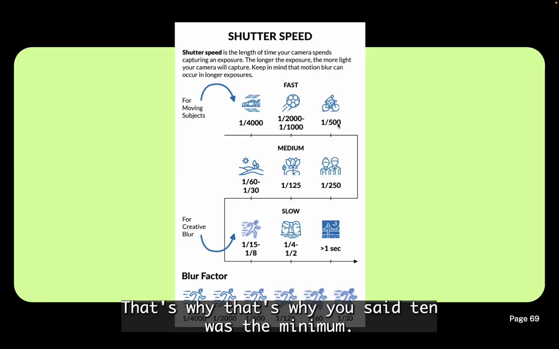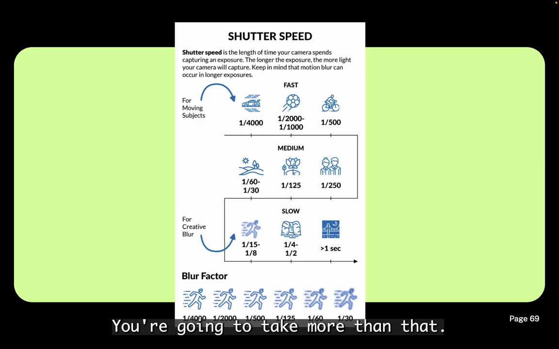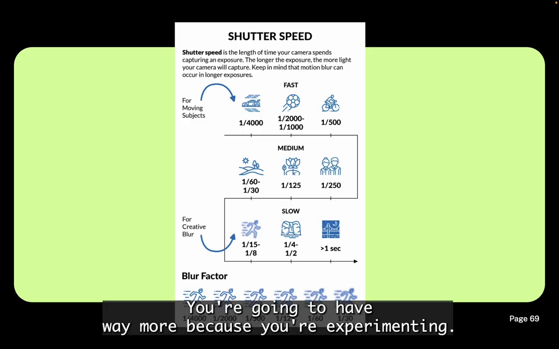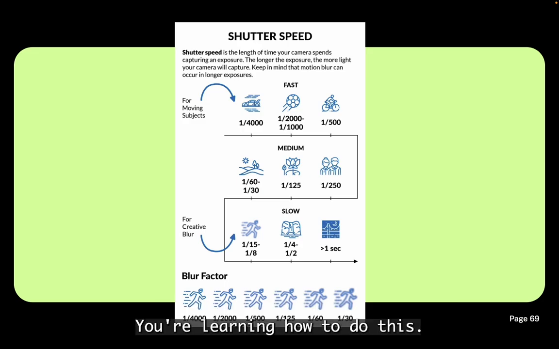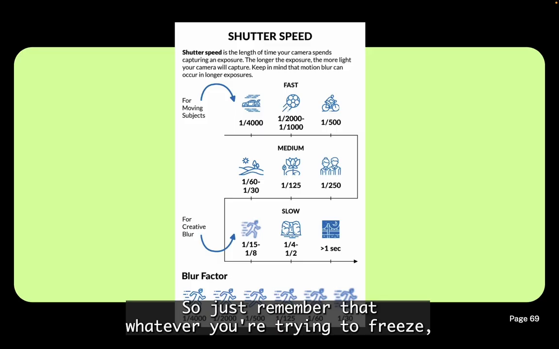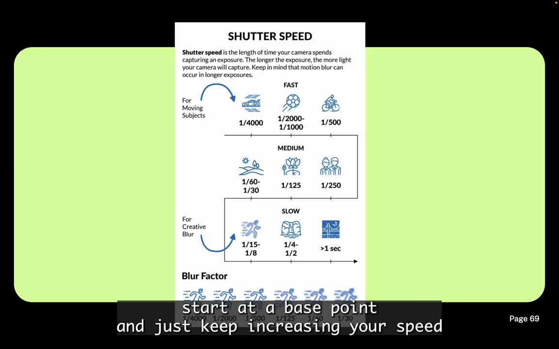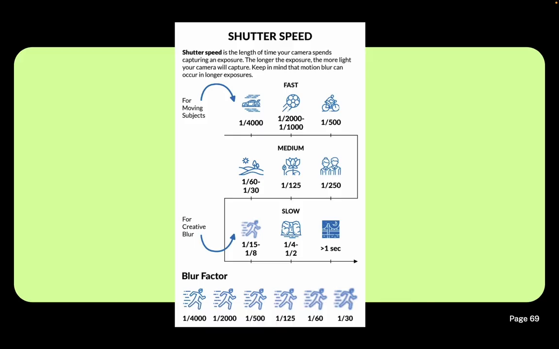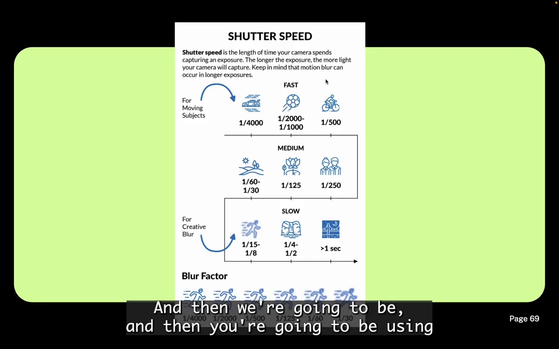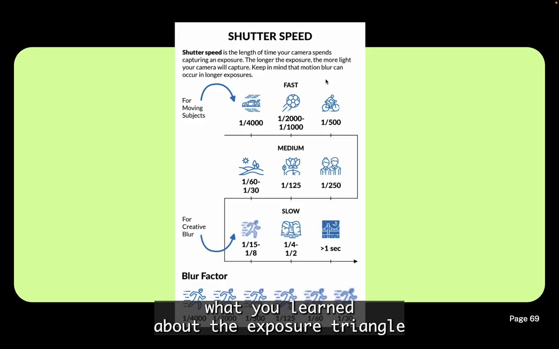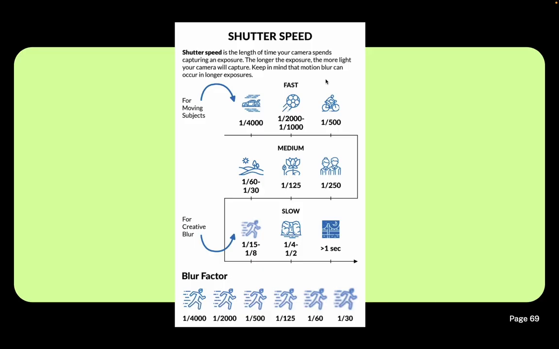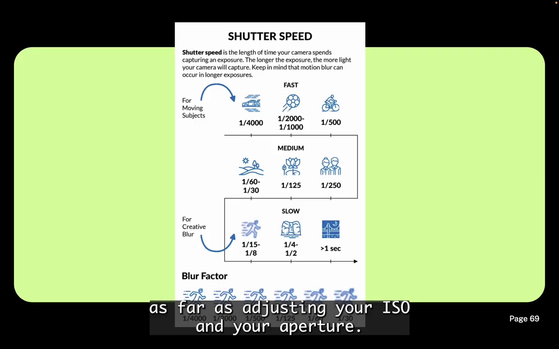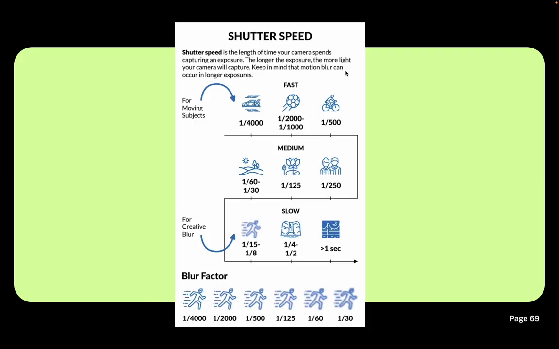That's why I said 10 was the minimum. You're going to take more than that. You're going to have way more because you're experimenting. You're learning how to do this. So just remember that whatever you're trying to freeze, start at a base point and just keep increasing your speed from there until you freeze it how you want it to be frozen. And then you're going to be using what you learned about the exposure triangle as far as adjusting your ISO and your aperture.